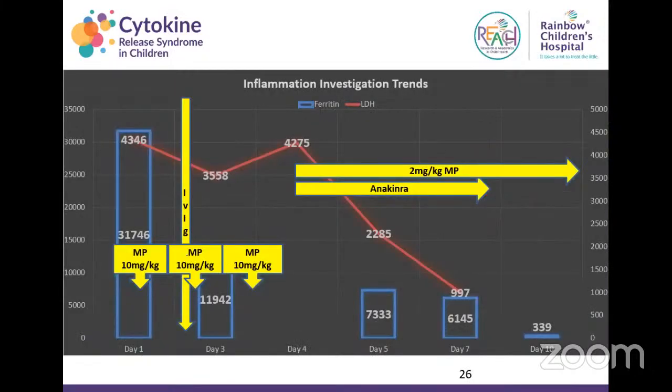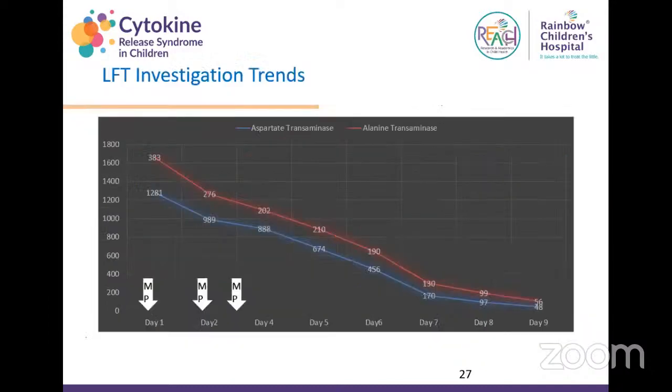These were his ferritin and LDH trends. On day 1, we started out with a ferritin of 31,000 and LDH of 4,300. By day 3, there was a decrease in ferritin and LDH, but on day 4, where we saw the clinical deterioration, we also noticed that the LDH had gone up from 3,500 to 4,275. Following initiation of anakinra, we see that the ferritin persistently went down to reach a minimum of 339 later on. And LDH also showed a persistent downward trend.